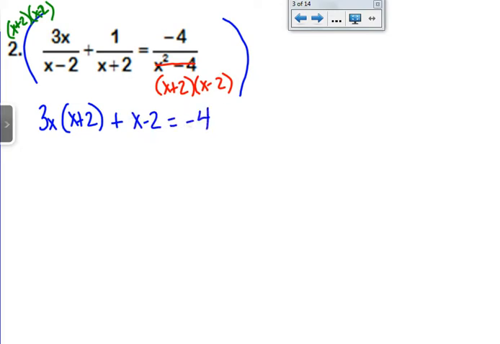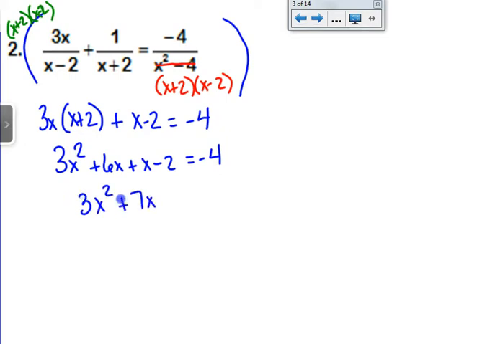We're going to clean this up a little bit. We're going to distribute the 3x and get 3x squared plus 6x, there's still a plus x and a minus 2, equals negative 4. I notice I have a big quadratic here. It needs to be cleaned up quite a bit. Bring everything to the left-hand side and combine your like terms. So 3x squared plus 7x plus 2 equals 0.